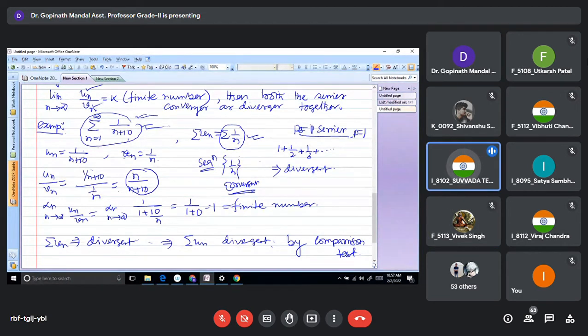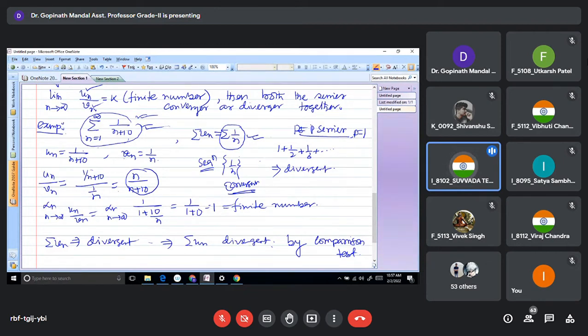How does this comparison test hold good, sir? Actually, we are comparing un and vn, that is the sequence, no sir? If the limit is equal to a finite number, then un becomes a sequence, not the nth term of the series. If we want to know whether a sequence is convergent or divergent, we are comparing only the nth term. By this we can tell only whether the sequence is convergent or divergent. How will the entire series be convergent, sir? We are just comparing the nth term as n tends to infinity.